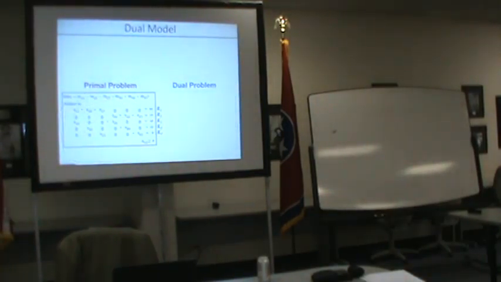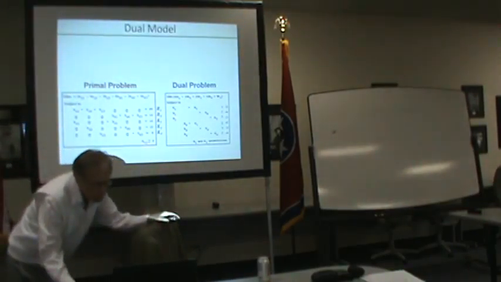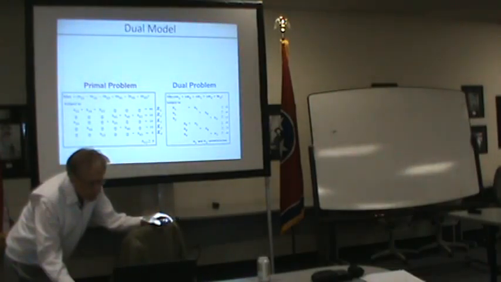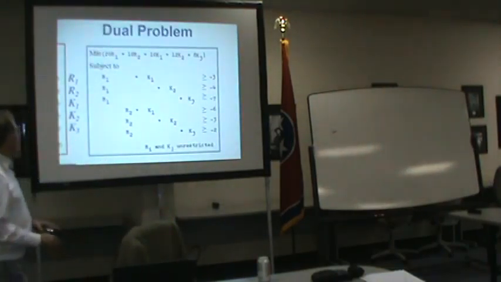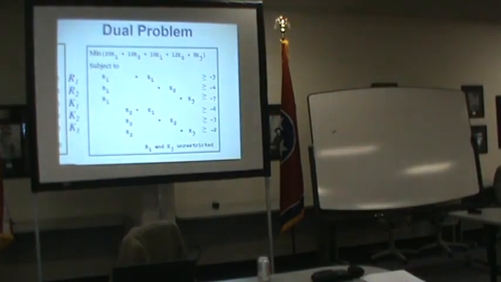So I'm going to give you the model there. Look. There you have the dual formulation. And look at the bottom. Since in the primal all the constraints were equalities, then all the R's and the K's are unrestricted. Correct?